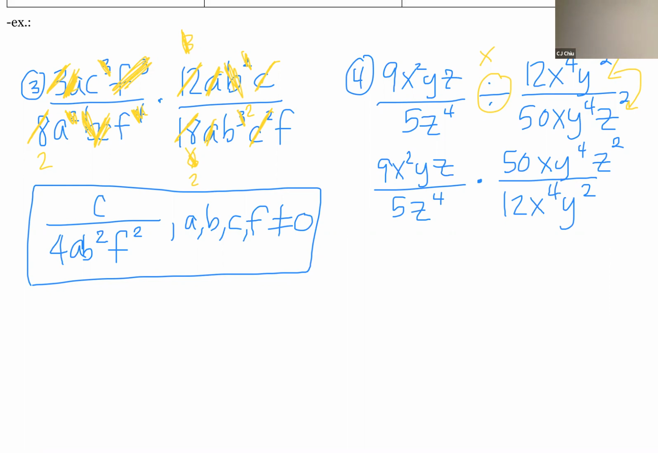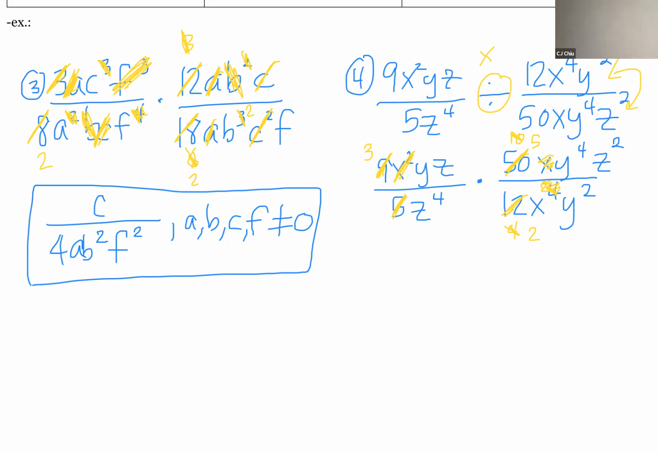So same thing like we did for number 3, we just start to cancel, okay? So 5 goes into 50 10 times, 3 goes into 9 3 times, 4 times here, and then again we can cancel out the 10 and the 4 by 2, okay? So then we get x squared. x to the fourth becomes a 2, x squared here, but then this x can go away and we're just left with 1x on the bottom.